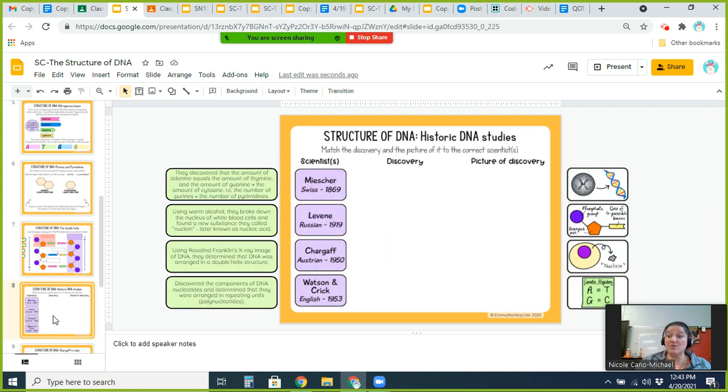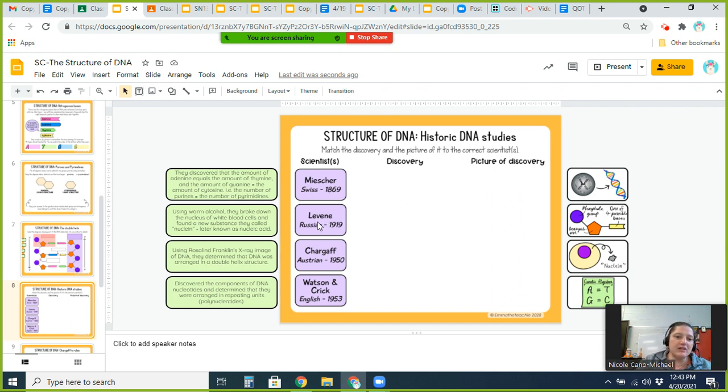All right, for this one, I'm not sure how I'd help you, though. For slide number 8, we have 4 scientists, 4 descriptions of their work, and then 4 pictures. So you need to match the scientists with what they did, and, of course, with the thing that is closest to the picture of their discovery.